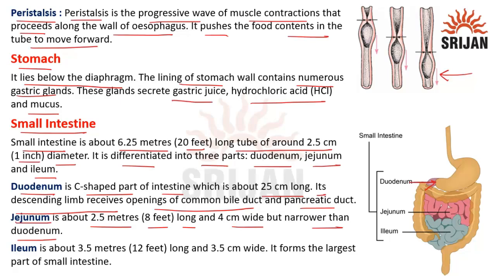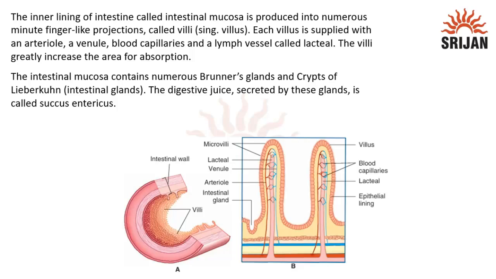Then the jejunum is about 2.5 meters or 8 feet long and 4 centimeters wide but narrower than the duodenum. So this is the jejunum. Then the ileum is about 3.5 meters or 12 feet long and 3.5 centimeters wide. It forms the largest part of the small intestine. So this is the ileum.